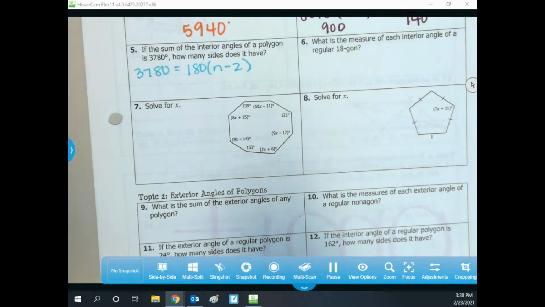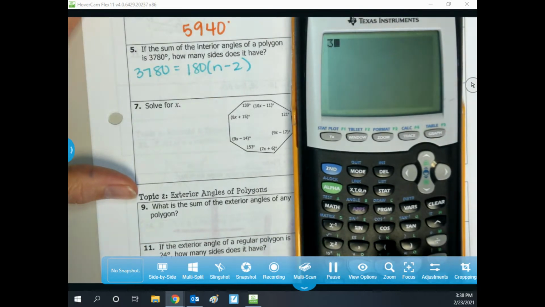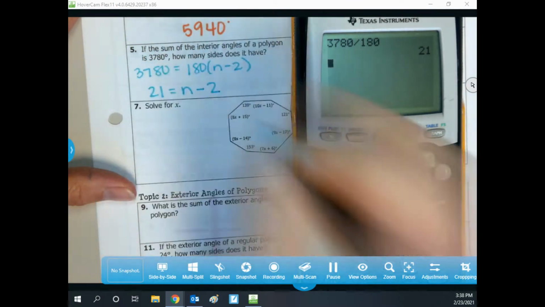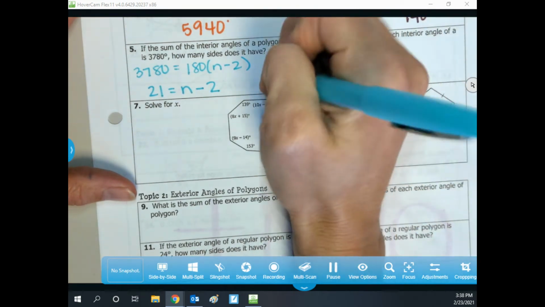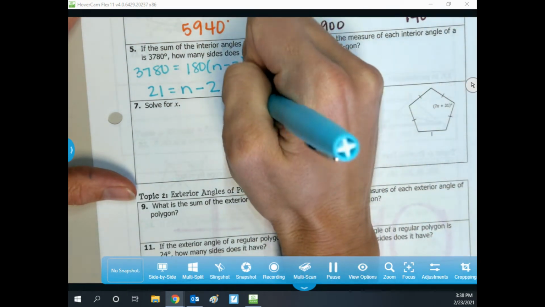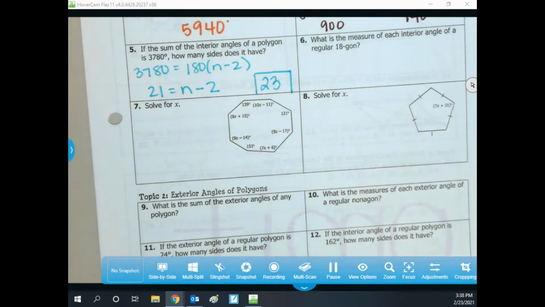So hopefully you divided everything by 180. So you took 3,780 divided by 180, and you got 21. So 21 equals n minus 2. And then you added 2 to both sides and got that this polygon has 23 sides.